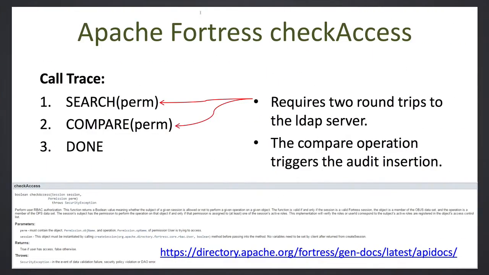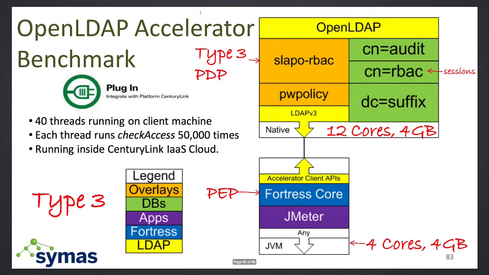So what about a type 3? Okay. So this is the accelerator now. So up in the server, up here, now we have this OpenLDAP back box, so that's the overlay. That's the policy decision point. And then that's the database for the policy, and then we've got a database for the sessions, and a database for the audit. And then the client now, it's still Fortress Core, but he's going through a different path. And he's just now a policy enforcement point. Okay, so I'm going to rerun the tests this way and see what happens.